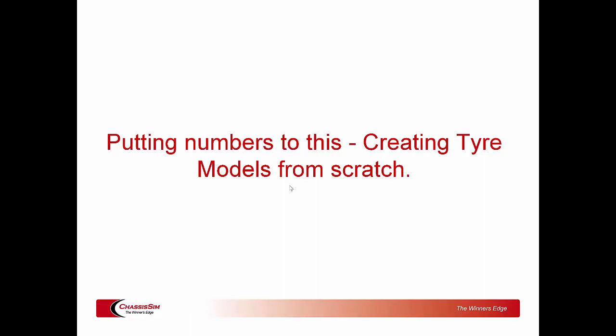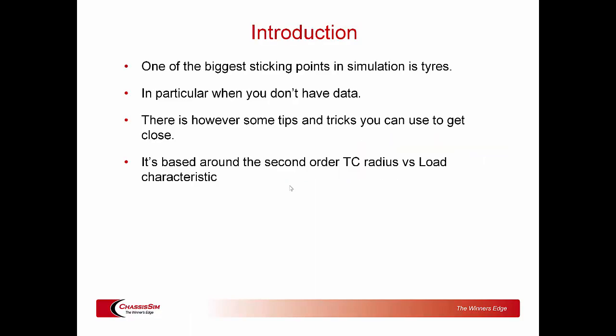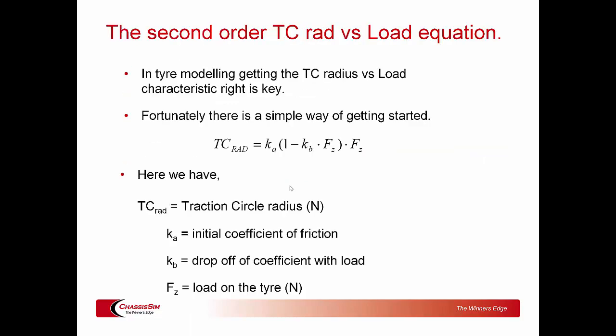Now, ladies and gentlemen, believe it or not, getting a tire model ain't that difficult. Let me slightly recap creating tire models from scratch. The key in understanding a tire model is understanding this equation here: traction circle radius versus load characteristics. Traction circle radius is the initial coefficient of friction times (1 minus kb times Fz), where Fz is the normal load.